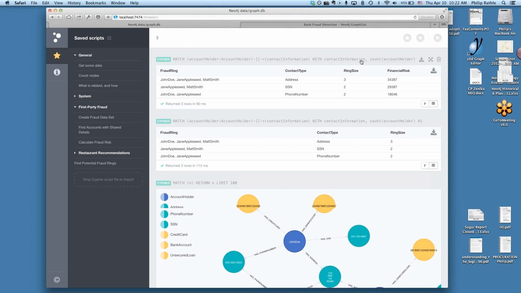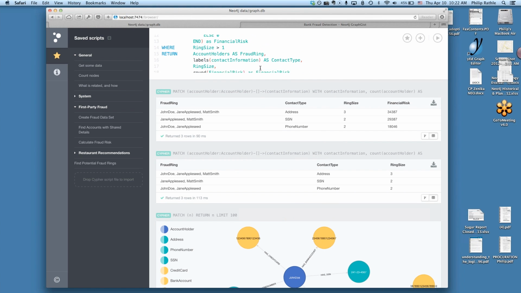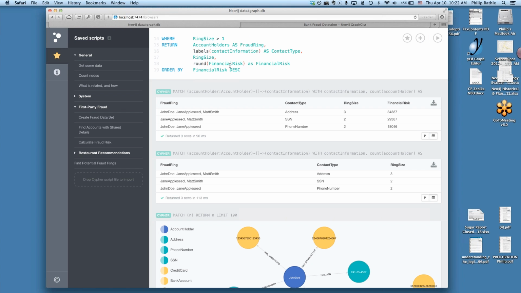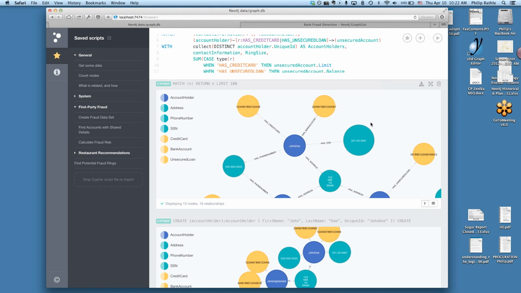So here what I've done is I've tallied up the total amount of financial risk by adding up all of the credit lines. So very simple example, but this gives you a flavor for how you can actually solve some of the problems that Gorka's been talking about.